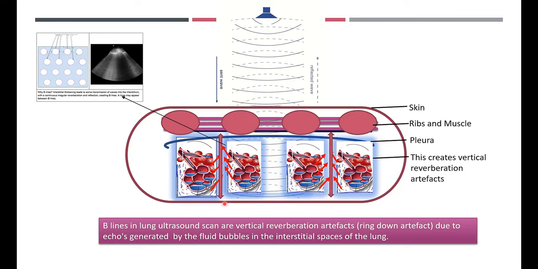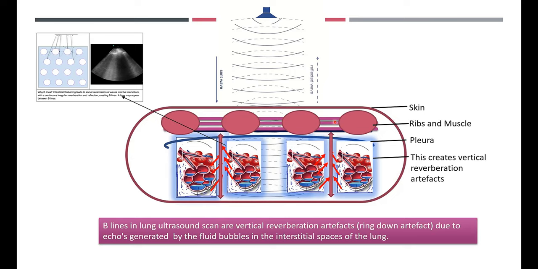Now, the more the accumulation of fluid, the bigger the B lines, to the point where if fluid accumulates in these two areas and totally obliterates tissue, and the alveoli also become fluid filled, these B lines merge together and form what you call compact B lines. If it gets even worse and the alveolar tissue is completely full of fluid, then what you get is an AIS-like picture.